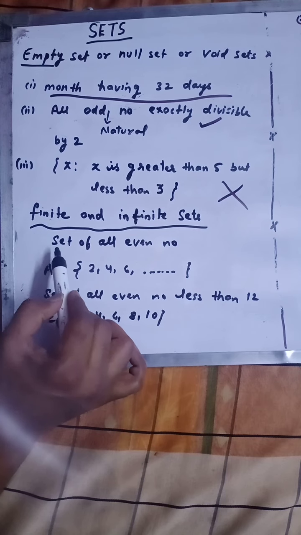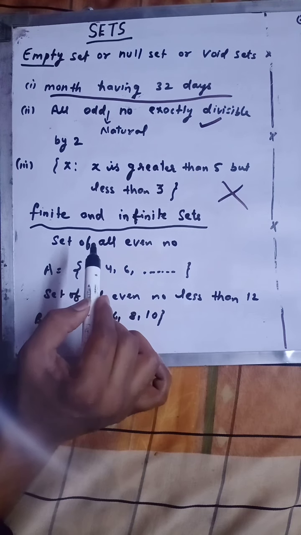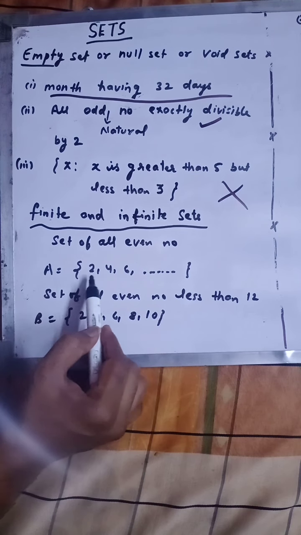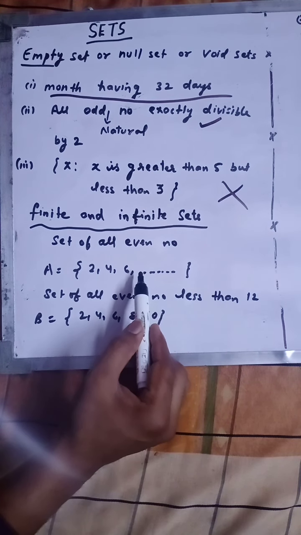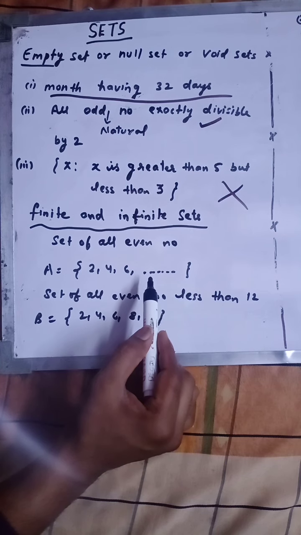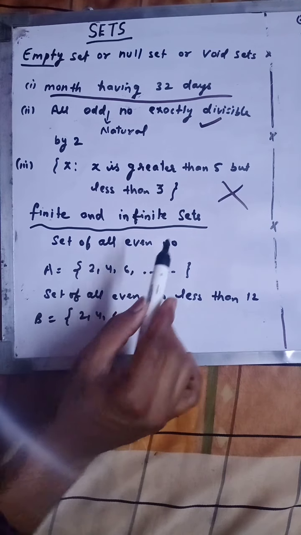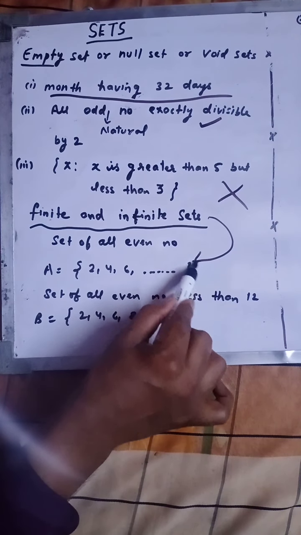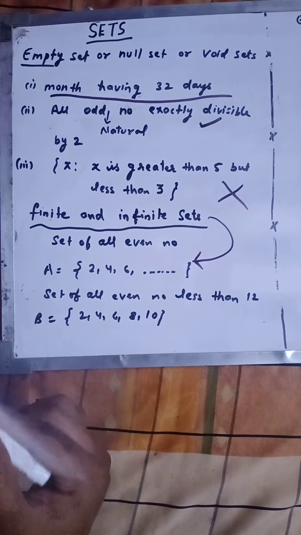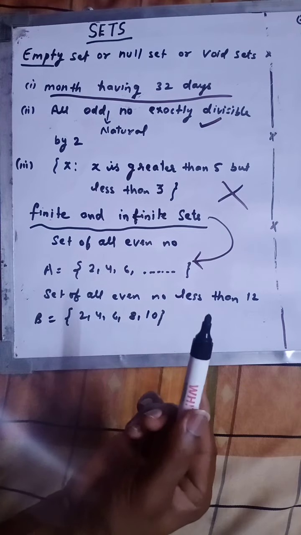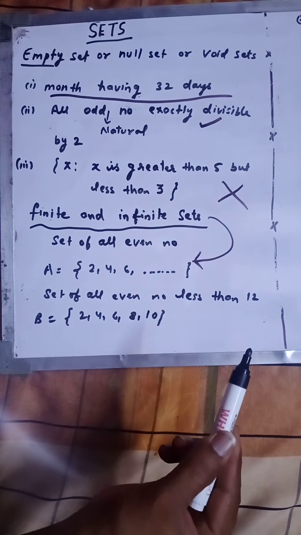Now, the next is finite and infinite sets. We are taking this example, set of all even numbers. We can write this set like this: 2, 4, 6, 8, 10, dot dot dot. Here the elements are not finite, so there is a sign of dots up to last. These kinds of sets are known as infinite sets. You can take another example, set of all odd numbers: 1, 3, 5, dot dot dot. So it is also an example of infinite set.